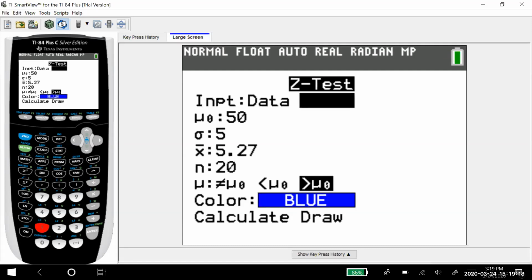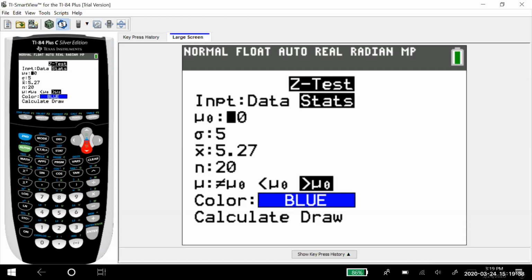That's what I want. It's flashing stats because for the input, I either have to tell them I have the statistics, which I have, or if I have the raw data, then I would put that in. I'd have to have my data in list 1 or list 2, wherever I put my data. So I'm in the right spot right now. I'm in stats, so I'm just gonna arrow down. I'm gonna answer these questions.